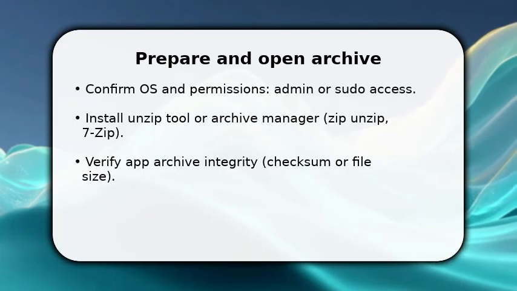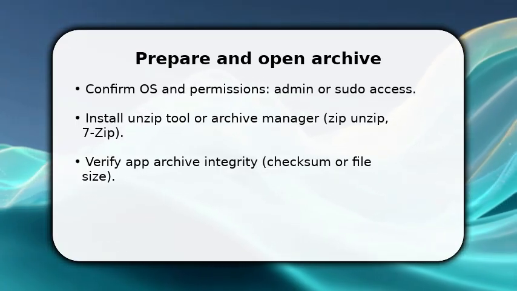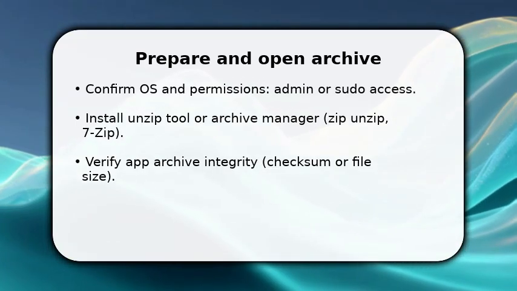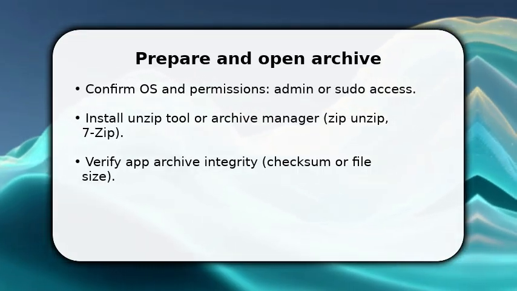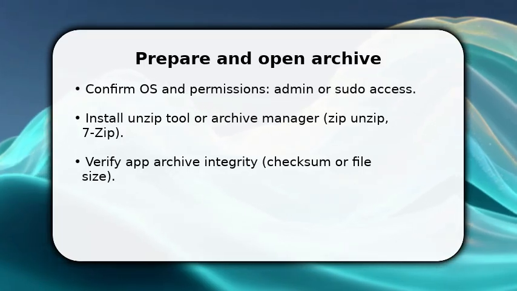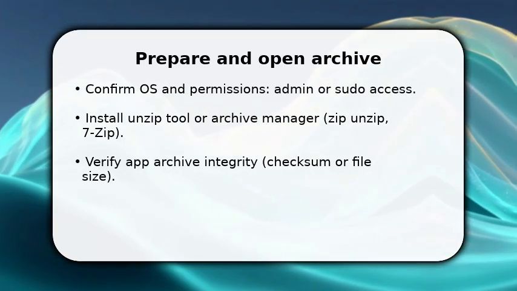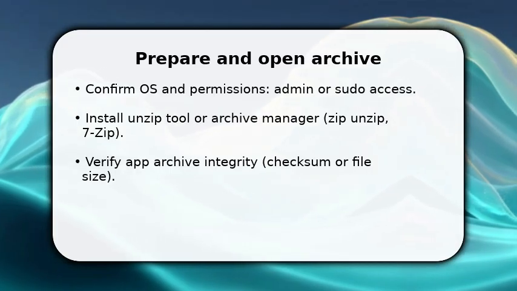You start by confirming system access and tools so extraction won't stall. This matters because permission errors stop installs. Next, install or confirm an archive manager like Unzip or 7-Zip. Once done, check the archive checksum or size to ensure the file is complete.